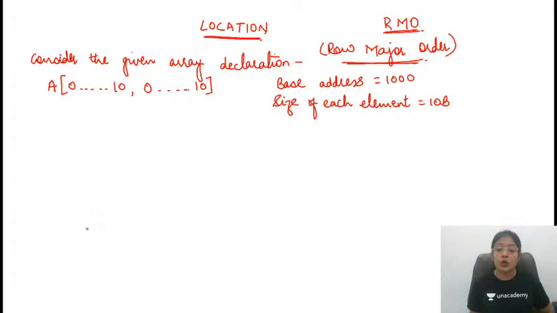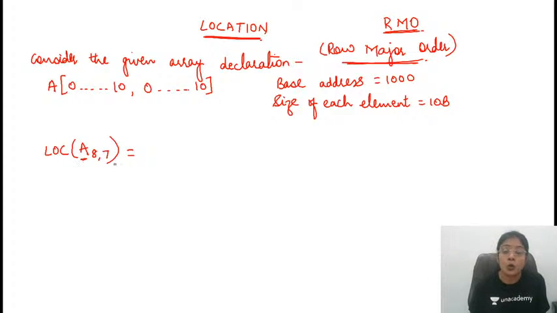By using row major order, I want to find out the location of the element A[8][7], which belongs to the 8th row and 7th column. We know that the first subscript tells you the row number and the second gives you the column number. So what will be the location? I don't want to just write the formula and substitute the values; it should be clear. First of all, A is nothing but the array name. The array name always returns the base address. What is the base address? That is 1000.